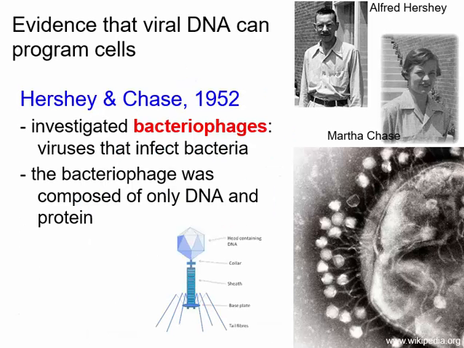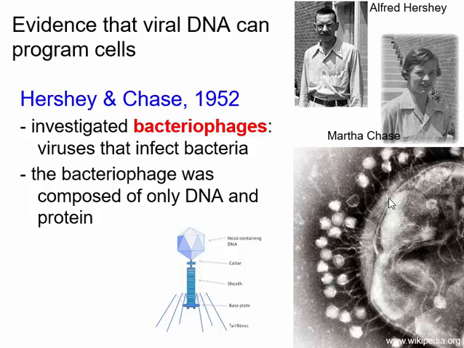Adding to this were Martha Chase and Alfred Hershey in 1952. They supported this idea that DNA is the molecule of heredity, and they also showed that DNA can effectively program cells, as we see with their research on these bacteriophages. A bacteriophage like you see here, maybe you've seen cartoons like this before, is a virus that infects bacteria. And a handy thing here is bacteriophages are only made out of protein and DNA. So we're eliminating other potential macromolecules, say like RNA, that could be involved in heredity.